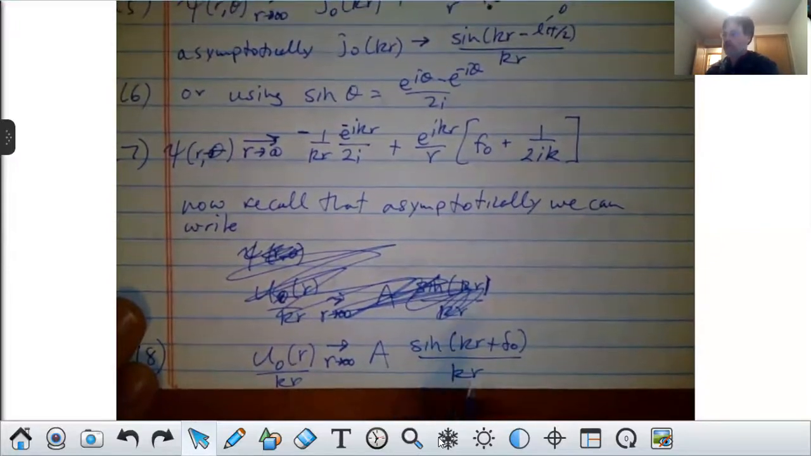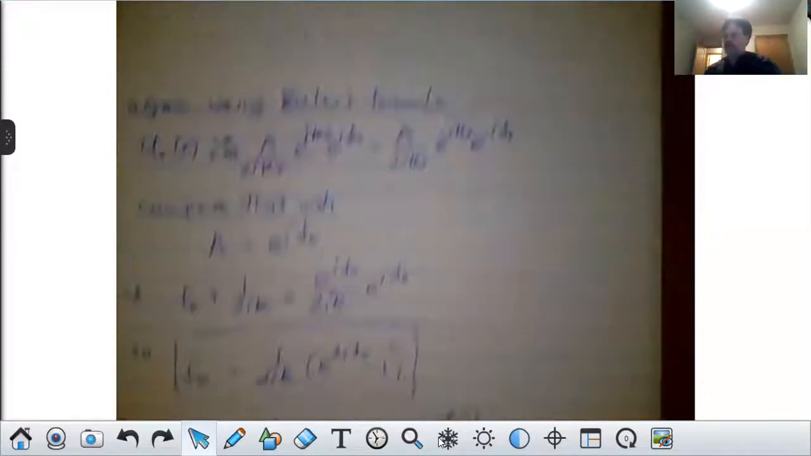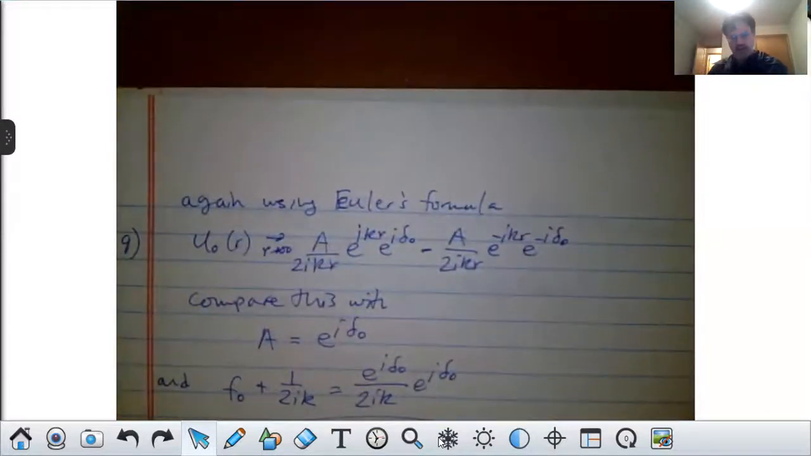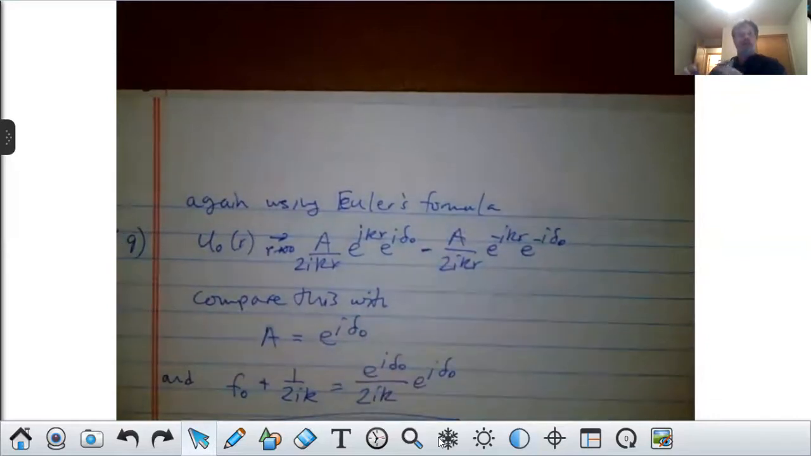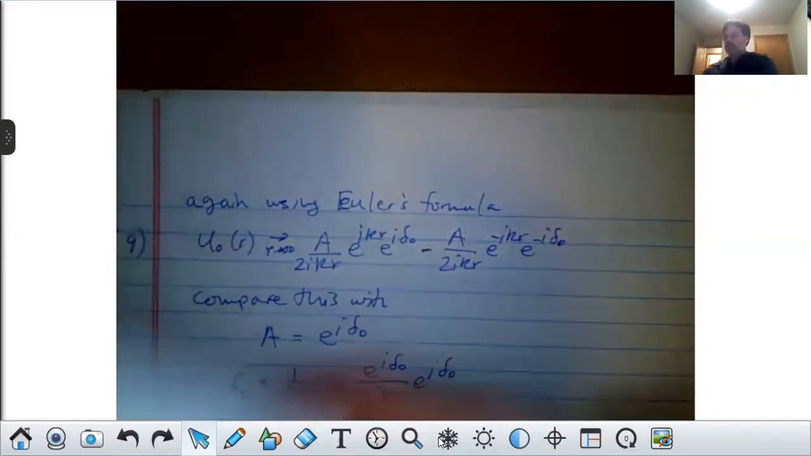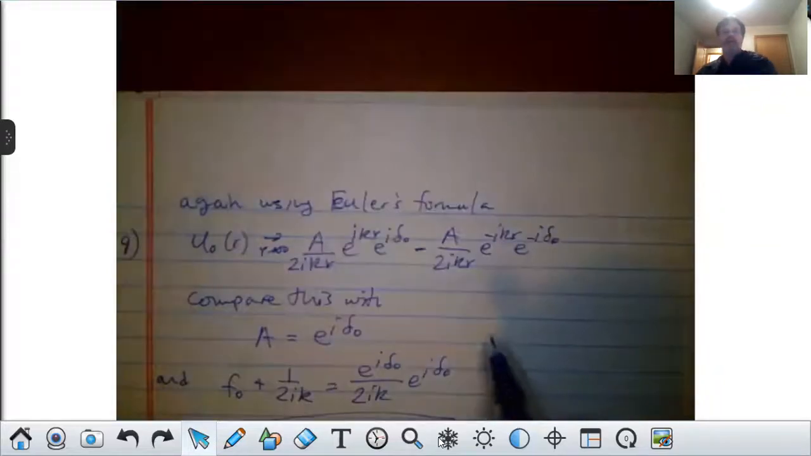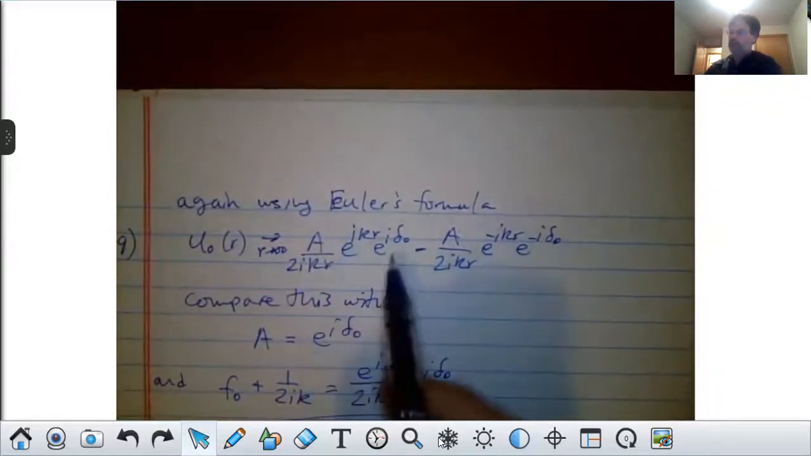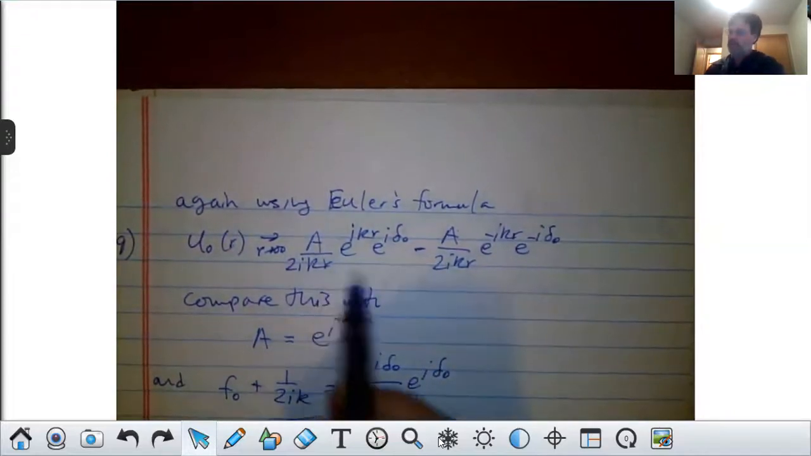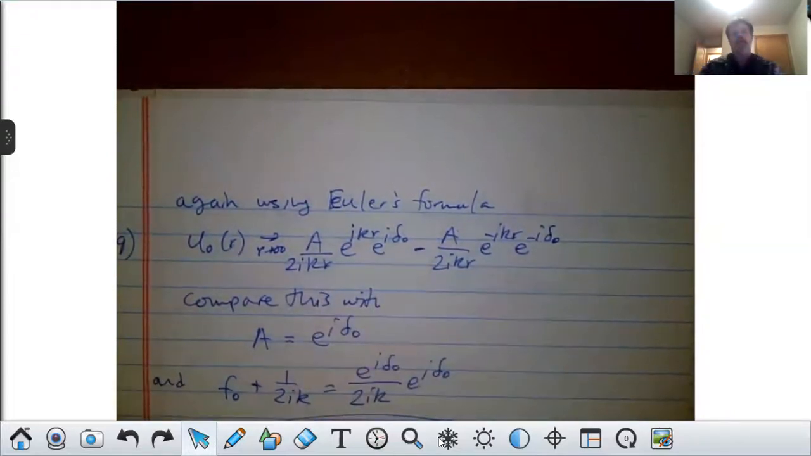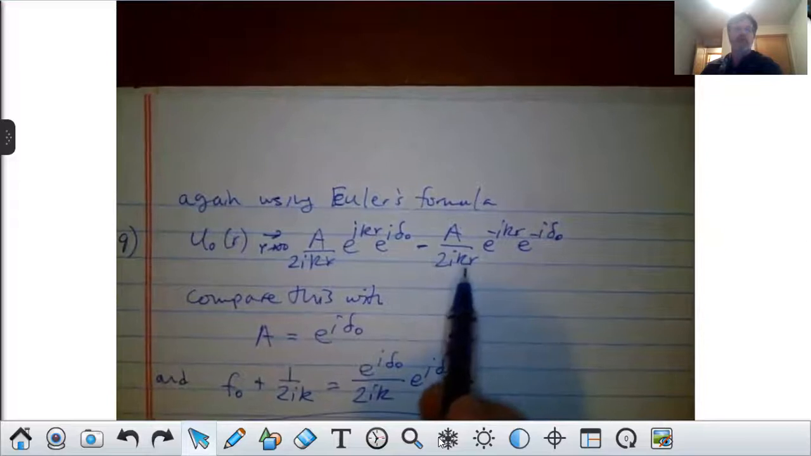I need to use my Euler formula again, right? Sine of theta equals e to the i theta minus e to the negative i theta over 2i, but I'm going to use i delta. If I use Euler's formula to rewrite the sine function here, I get this. You get A over 2i, so maybe I won't say it all out, but you see I have just changed the sine into an e to the i(kr plus delta 0) and an e to the minus i(kr plus delta 0), and I get this A over 2ikr in front here.